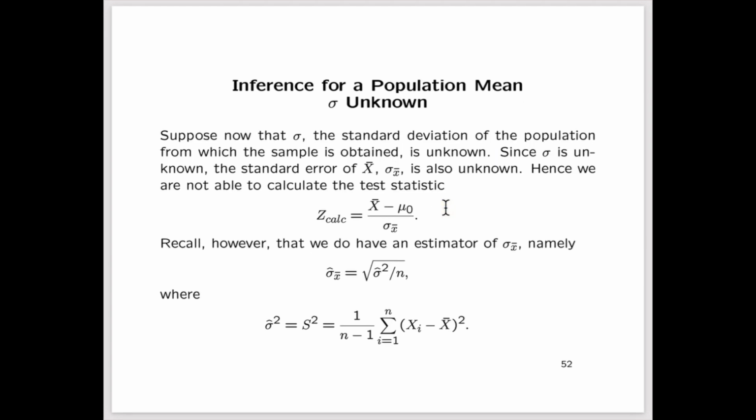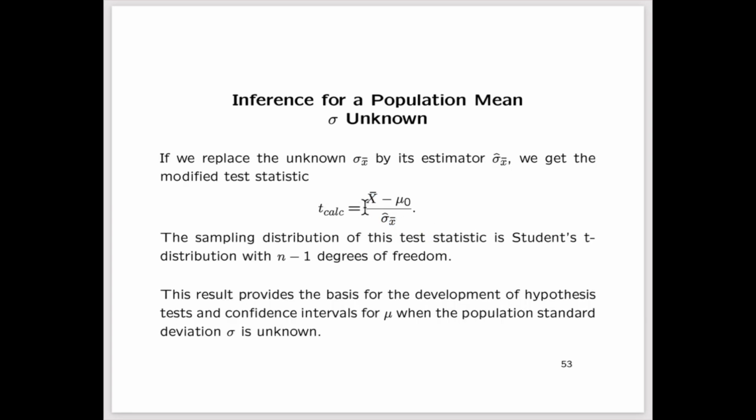If I go back to the previous slide, if we look at zcalc for a moment, there's only one random variable involved in this test statistic, namely x bar. The denominator is a fixed constant. But now in this situation, we have two random variables. We have x bar upstairs, and we have sigma hat sub x bar downstairs. Both of those are random variables, and so the result is that this expression no longer has a standard normal distribution. In particular, it has what's known as a student's t-distribution, a t-distribution with n-1 degrees of freedom.